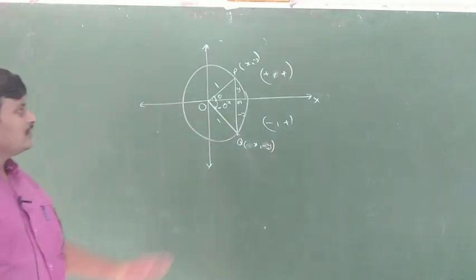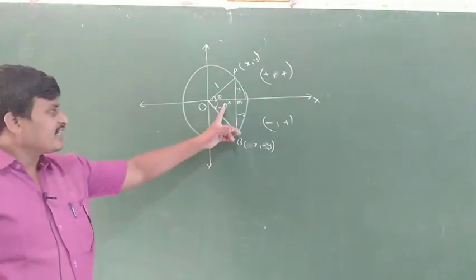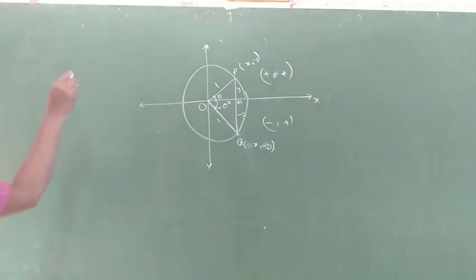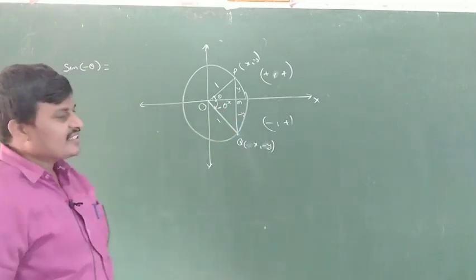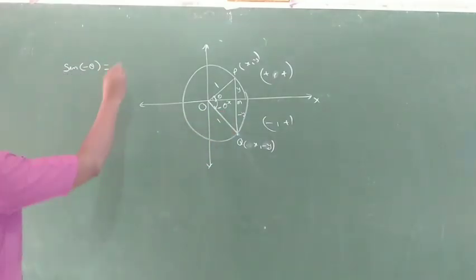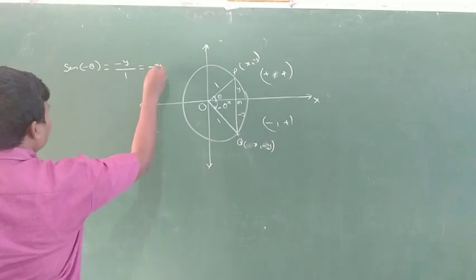So, about the minus theta angle. First of all, sine of minus theta. Sine of minus theta, look at this, only the minus theta angle. But sine theta is equal to what? Opposite by hypotenuse. So minus y.